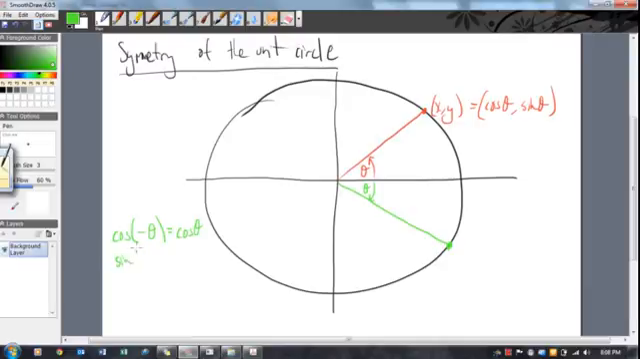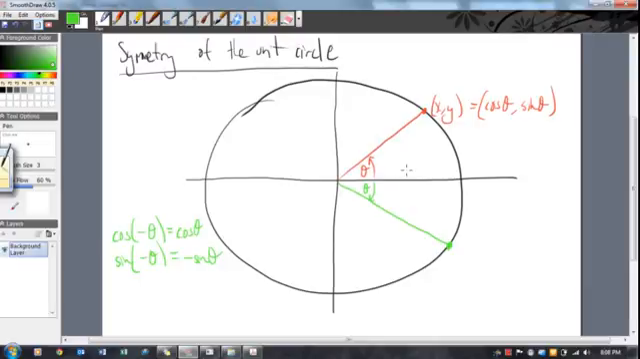Beauty. And what is sine of negative theta? What is the y value here? Well, it'll be the negative of this value up here, so that's equal to negative sine theta. You could write out pages and pages of different symmetries of the unit circle, but if you just understand that a circle has symmetry everywhere, then you can quickly figure things out.